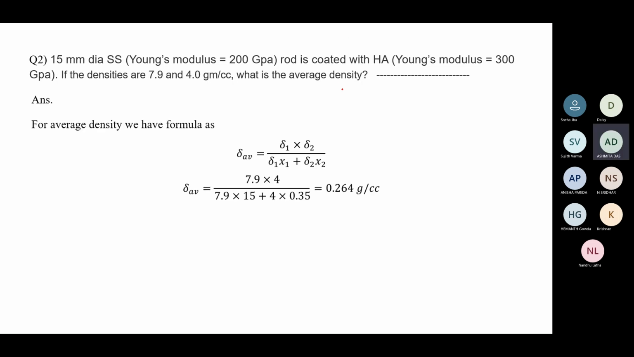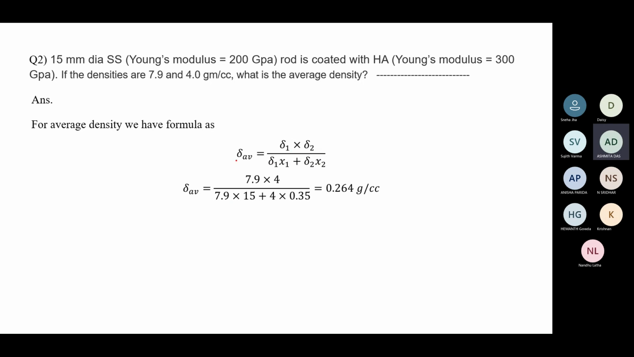Okay. So the formula of average density is delta 1 into delta 2 divided by delta 1 x1 plus delta 2 x2. This is the formula of the average density of the two materials. So as per the formula, delta 1, the density of material 1, is 7.9, so we put 7.9. Delta 2 is 4. So this x1 is the thickness of the material.